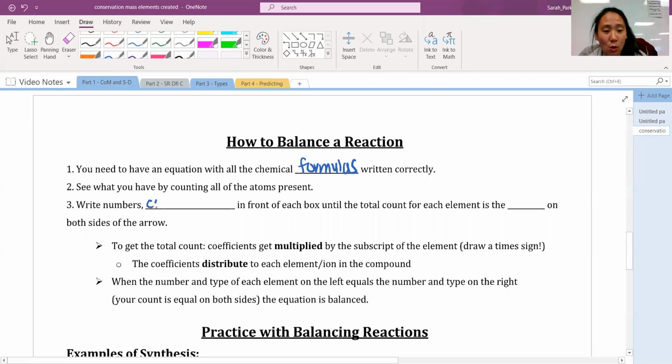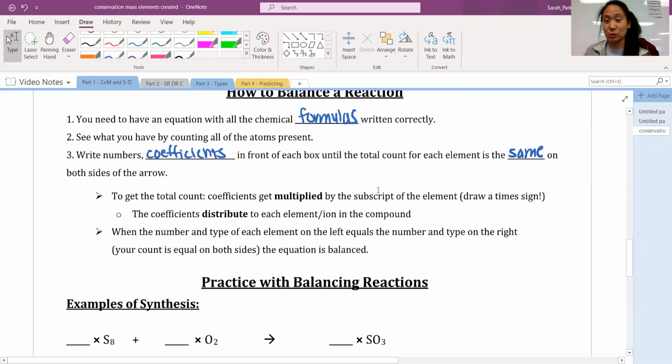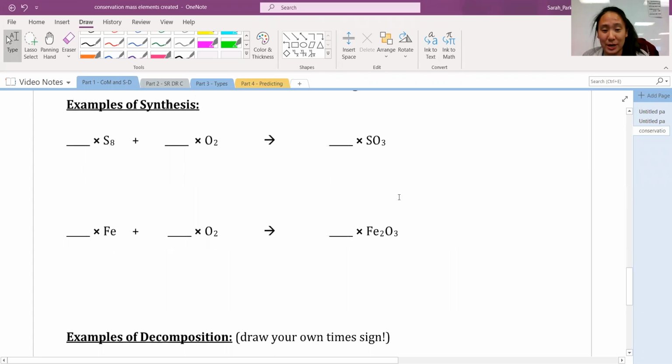We are gonna write coefficients in front of these compounds or elements until the total count is the same on both sides, okay? So we basically have to multiply to get to a certain number. I'm going to show you how to do that with these simple examples right here, okay? There are several ways that you could do this. You can count it and write it down. You could do it in your head. You could write little side notes, sort of up to your style, okay? So I'm going to show you a couple different styles here, but you can definitely come up with your own.